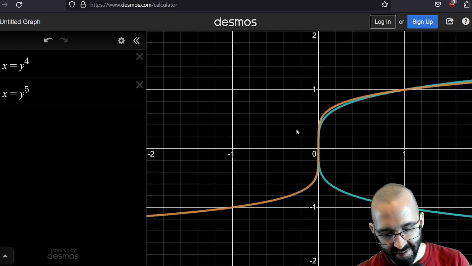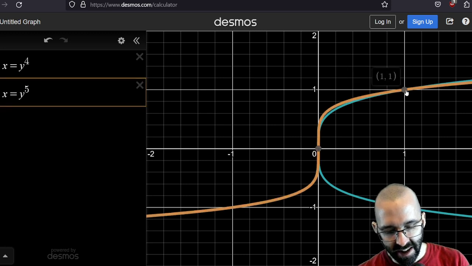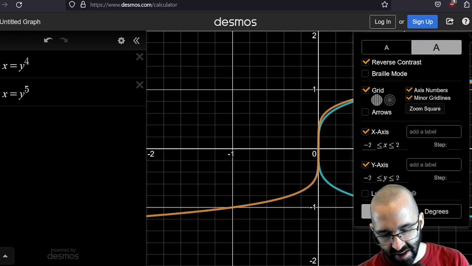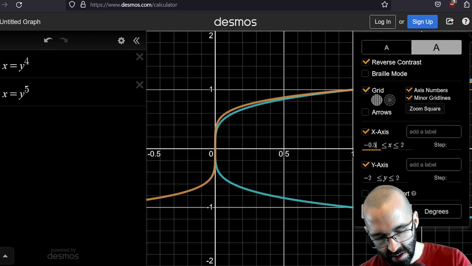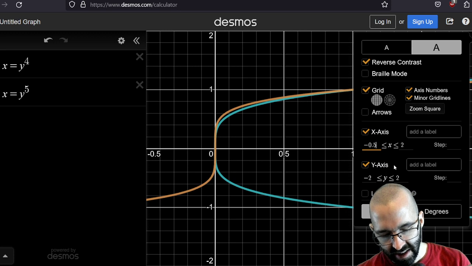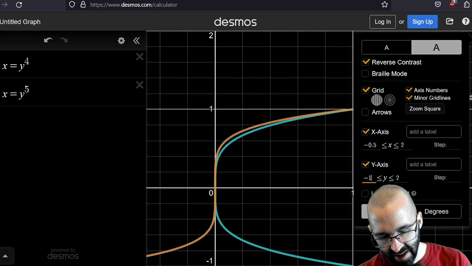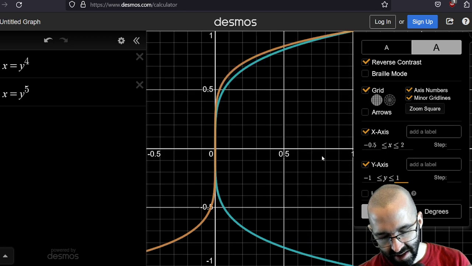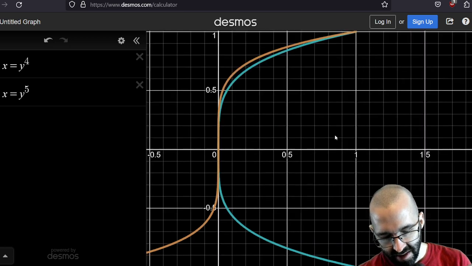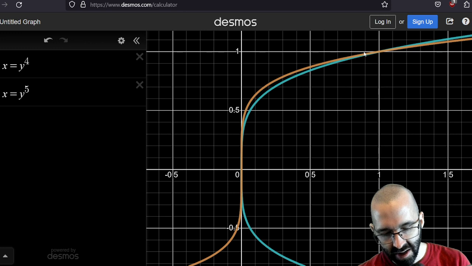Great. We're looking for the area between these two curves. You can see that they intersect right here. We don't care about any negatives actually. And let's zoom in a little bit to make this a little easier to see. The only region that's trapped between these two curves is right here.